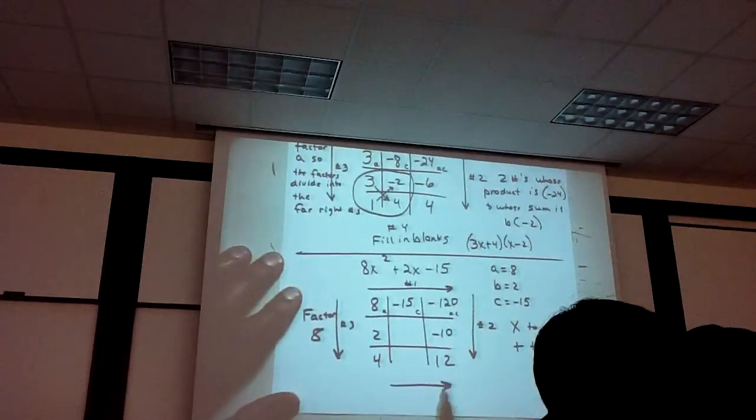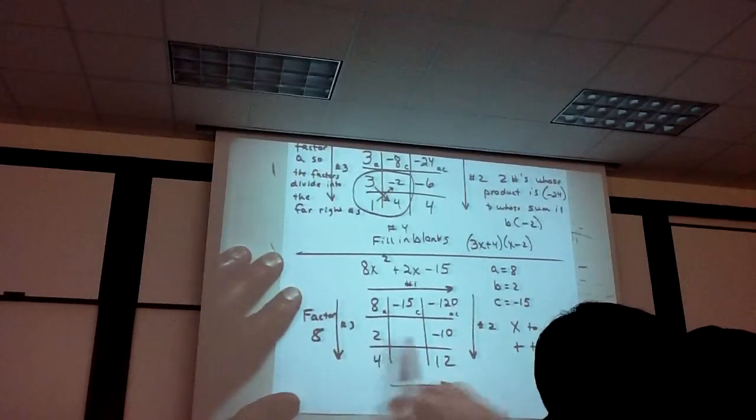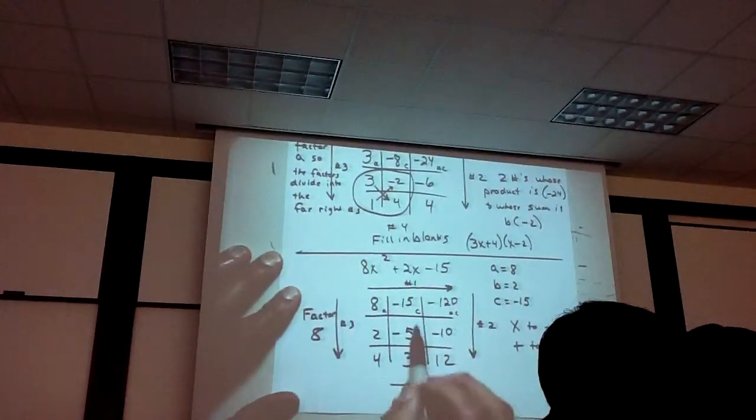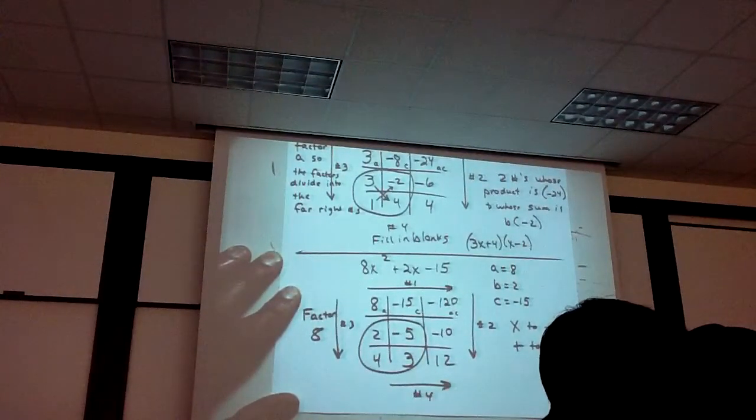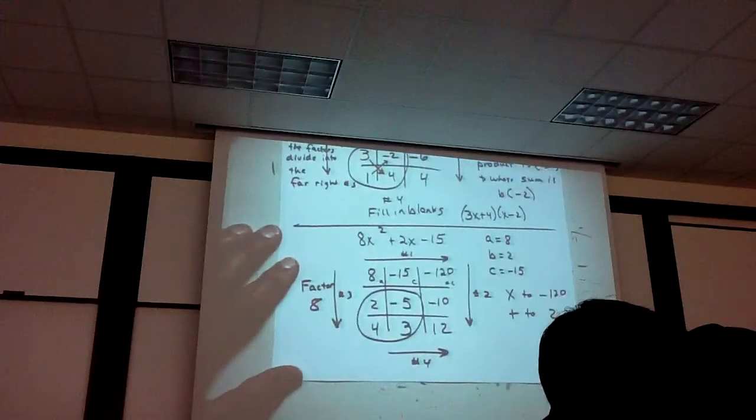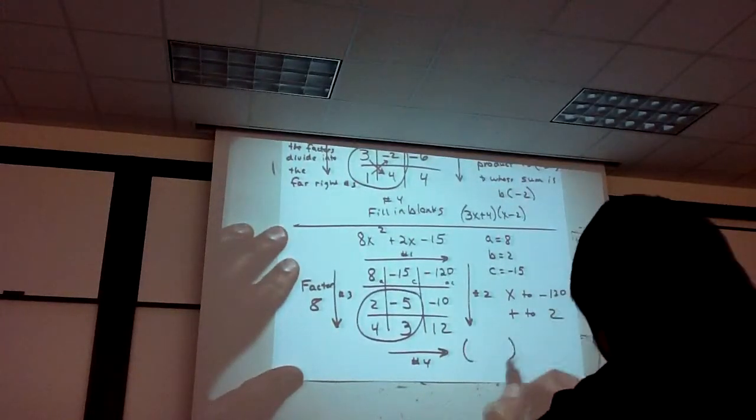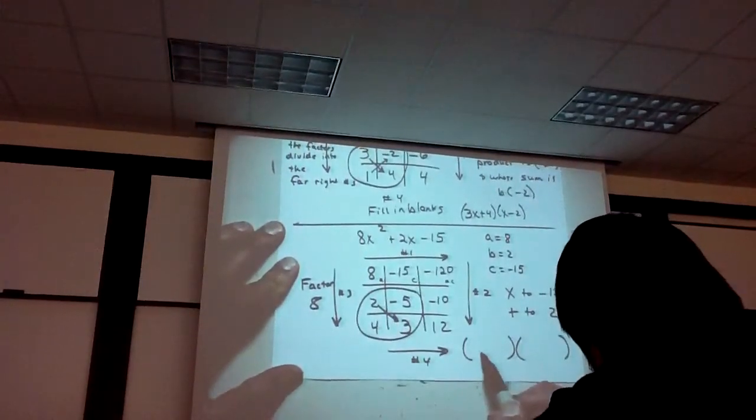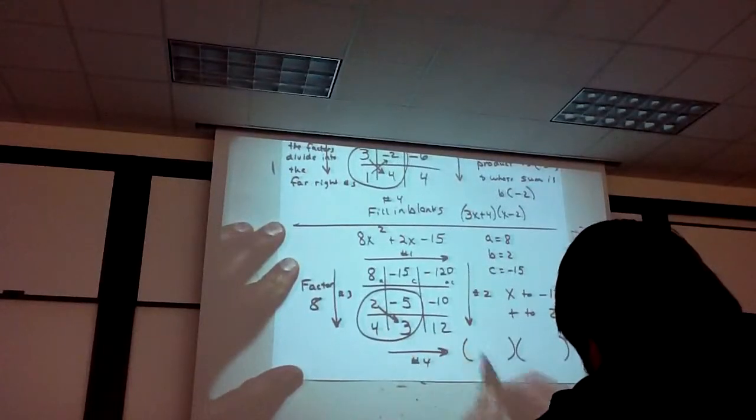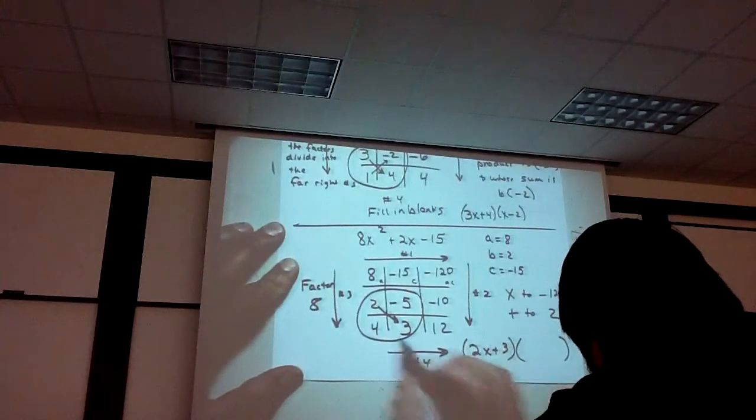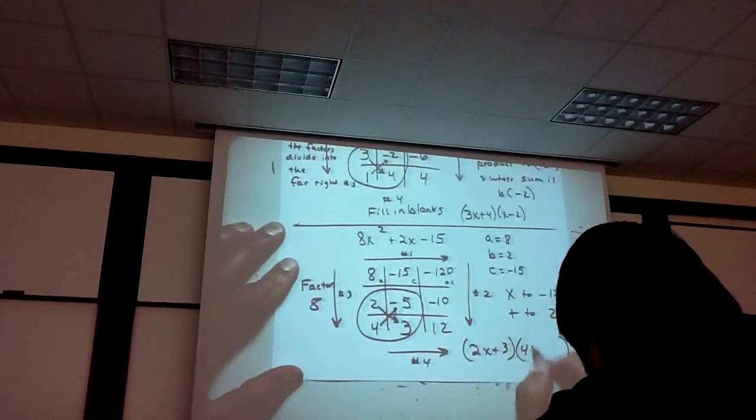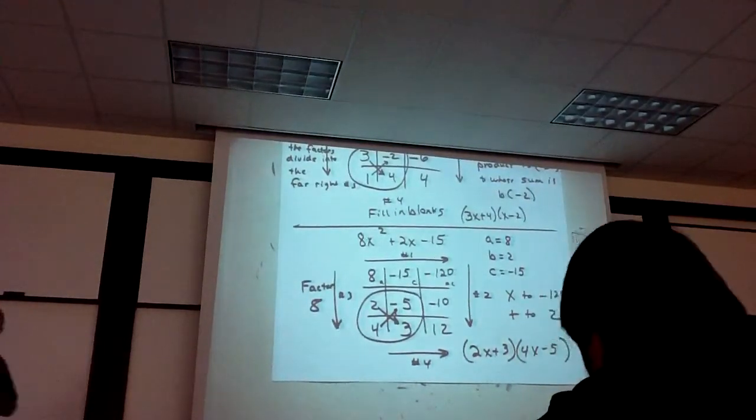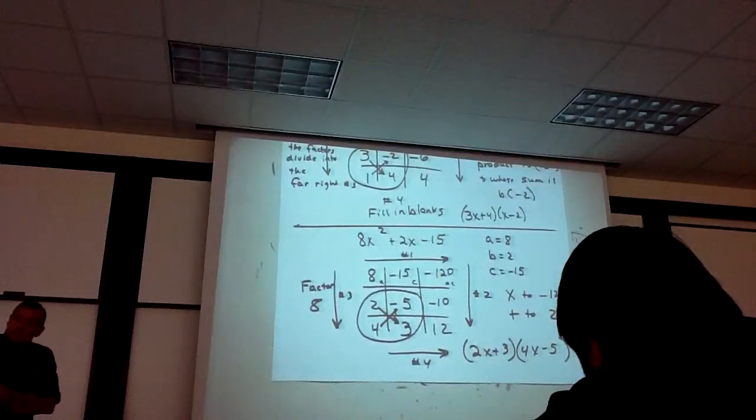Number 4, fill in the blanks. 2 times -5, 4 times 3. I got my coefficients right there. Hey, what's my first binomial? 2x plus 3. And the second one? 4x minus 5. Got it. How about that? Not bad at all, huh?